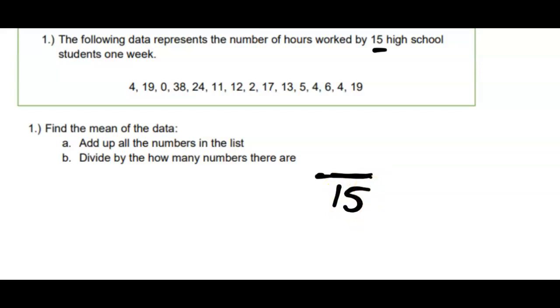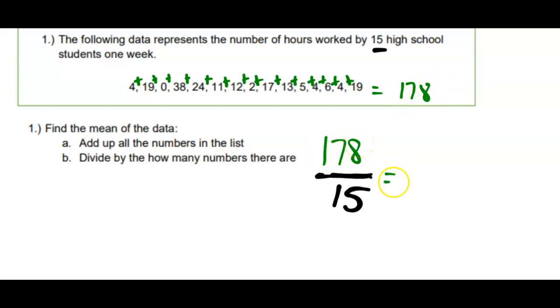Okay? So how do I find my total? Well, I have to add all these up. Enter them into your calculator, add them up in your head, whichever one you want to do. But when you add all these up, they are going to equal 178. So I'm going to take that 178, I'm going to divide it by 15 because there's 15 numbers, and I'm going to get approximately, so I need a squiggly, 11.9 hours, okay?